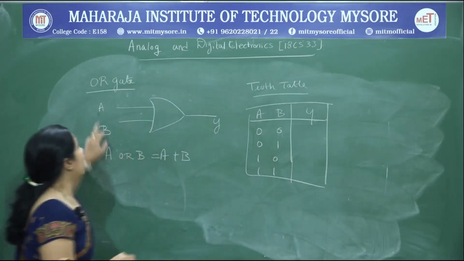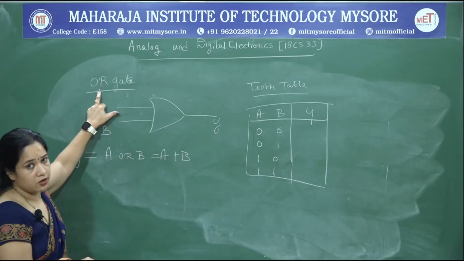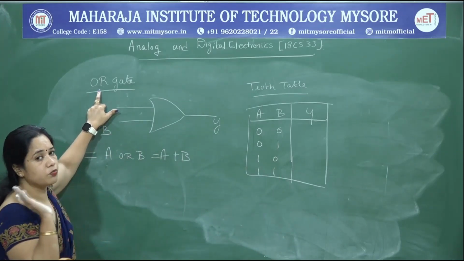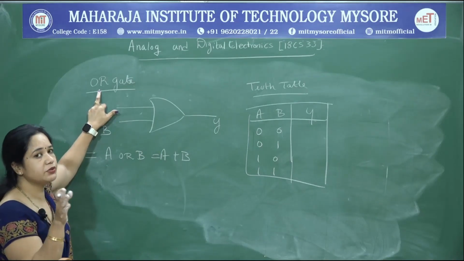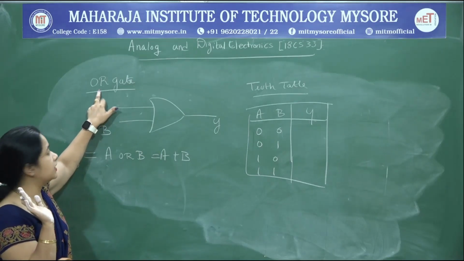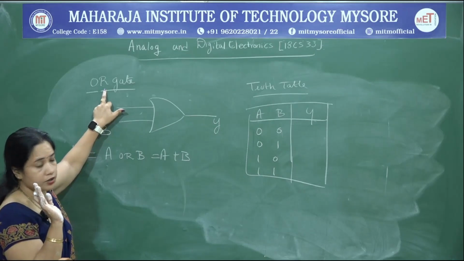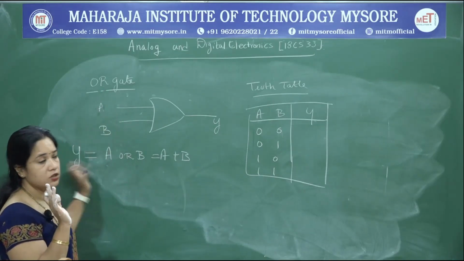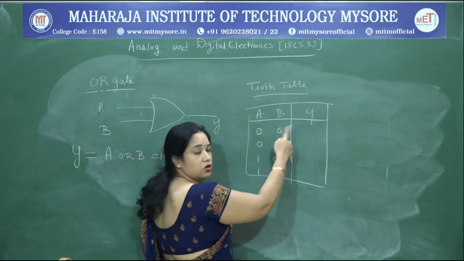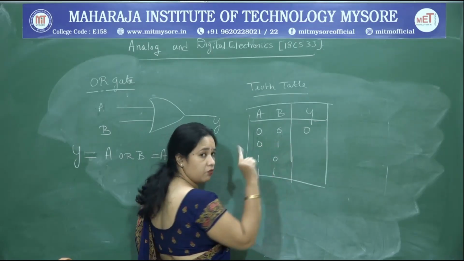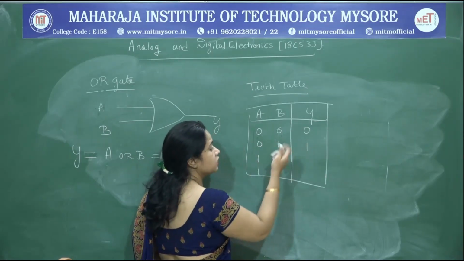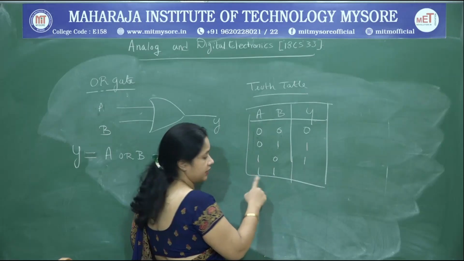And please note, the reason we give the name OR is because if either A or B is 1, the output is going to be 1. Even if one of the inputs is 1, the output is 1. So that is why we call it OR. So if A or B is 1, the output is 1. When both are 0, the output remains 0. For 0 1, one of them is 1, output is 1. For 1 0, one of them is 1, the output is 1.